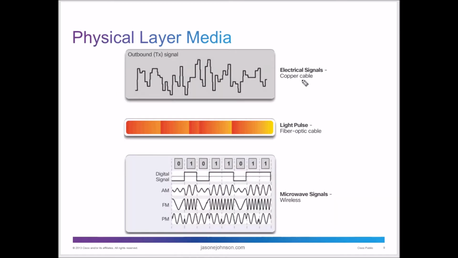Now, on the physical layer media, electrical signals on a copper cable are not going to be a uniform up and down. If you look at an actual signal on there, you're going to see that they are up and down. And if they go past a certain threshold, you'll actually see 1s, and you can get 1s and 0s out of that.